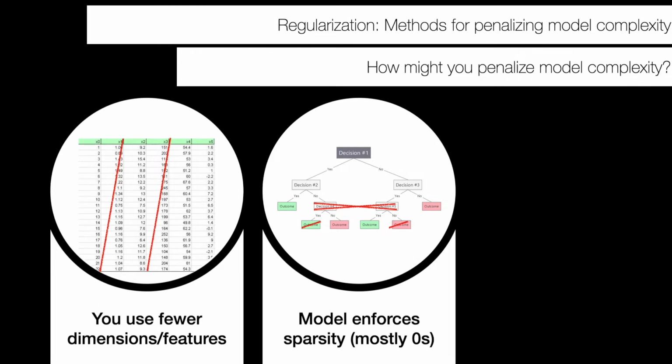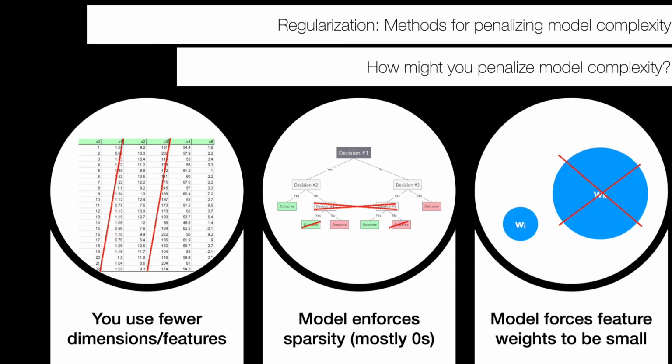Alternatively, and somewhat relatedly, we can have the model itself enforce sparsity, or enforce a limited number of features contributing to our model. So in this first one, about using fewer dimensions or features, this is the thing that we, as the modelers, designers, researchers, or analysts, choose. We may select some subset of features. For this middle case, we allow the model to enforce sparsity. This is an artifact of the model and the model fitting process that uses fewer features. We'll see an example of this.